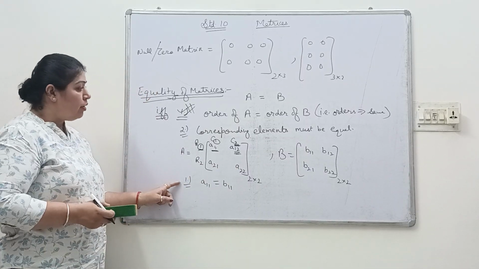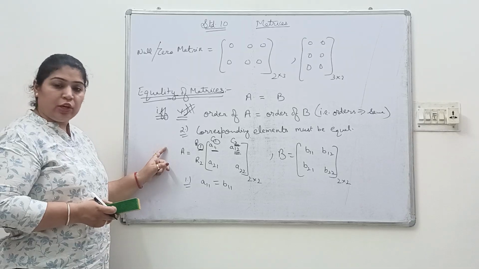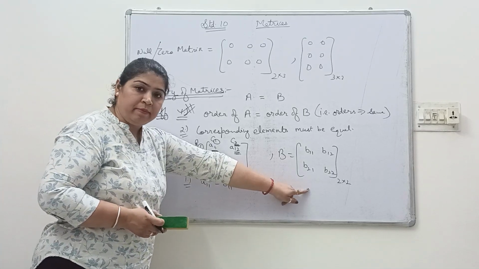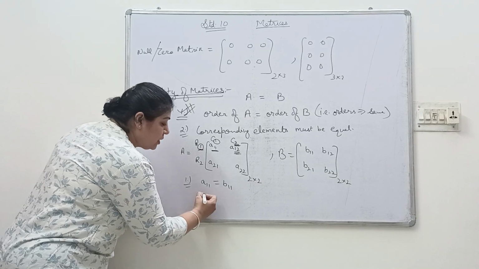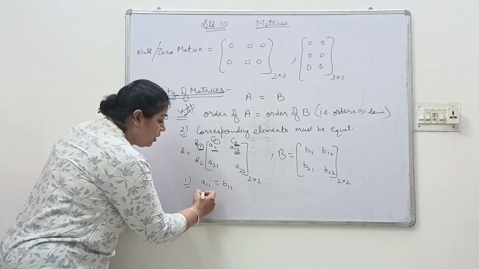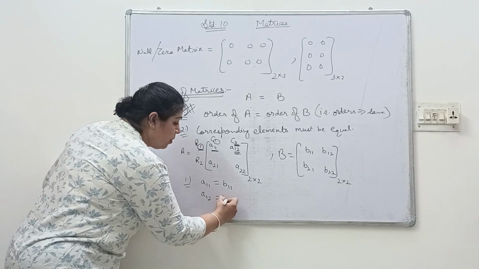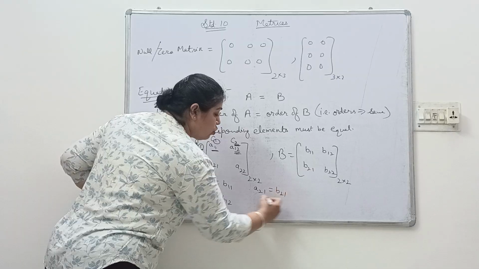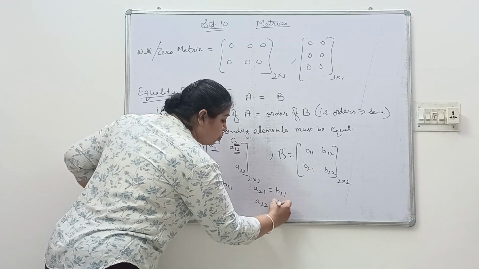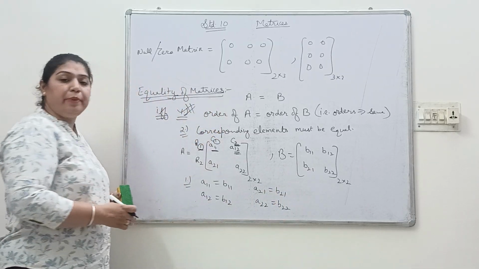So, if two matrices are equal, then their order must be the same and their corresponding elements must be the same. A11 is equal to B11, A12 equals B12, A21 must be equal to B21 and A22 must be the same as B22.